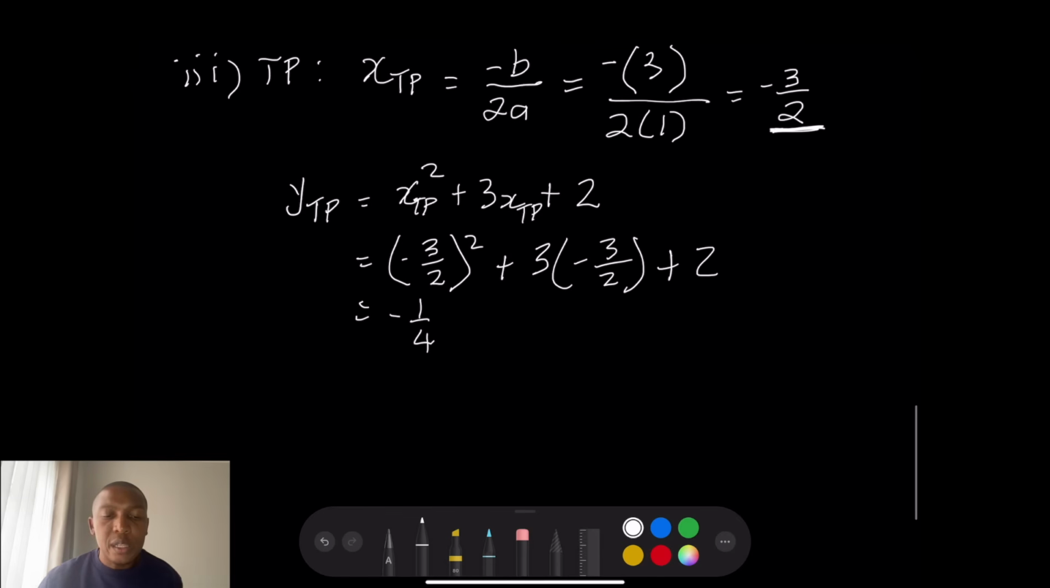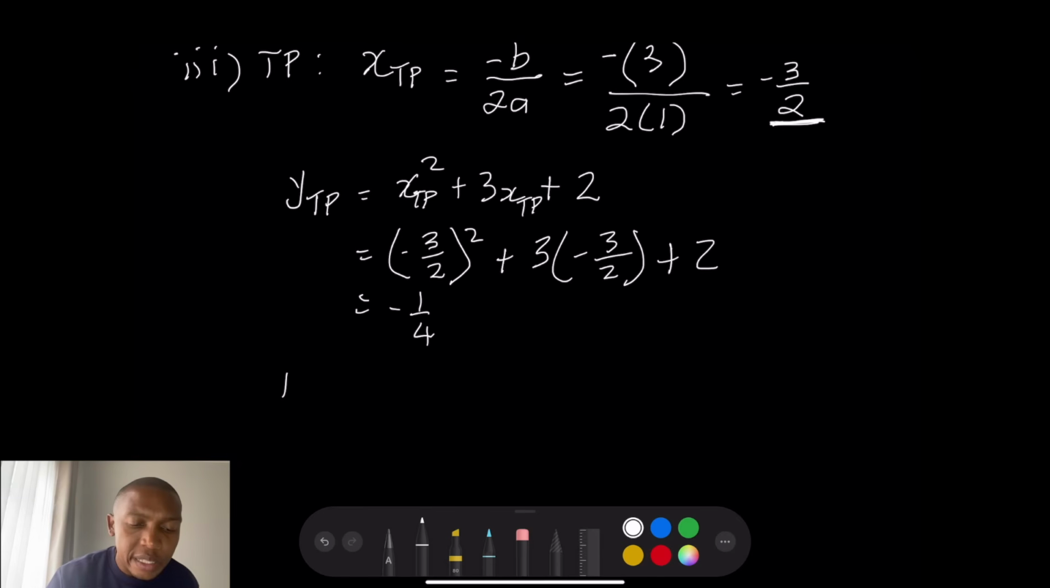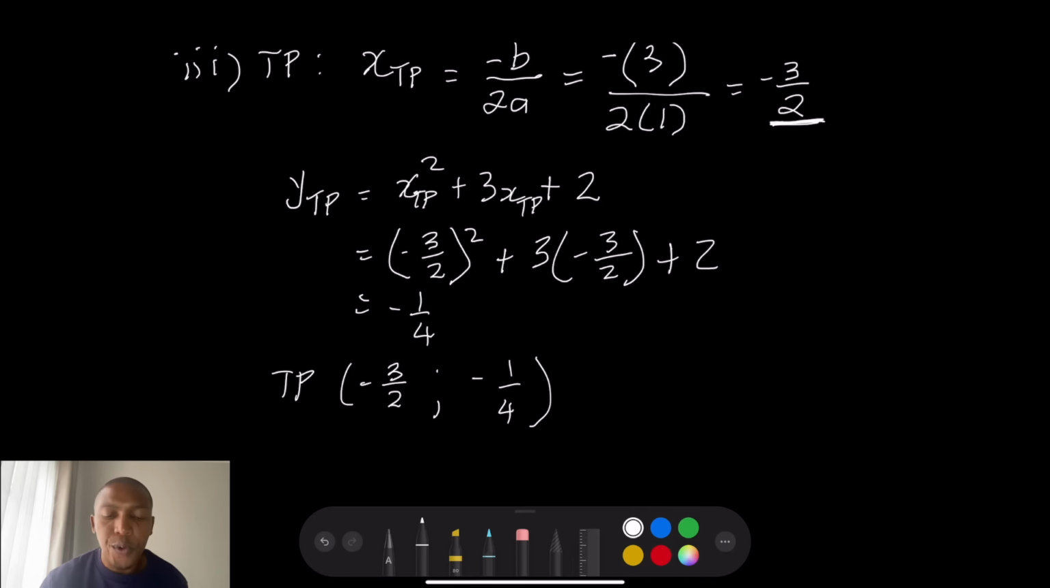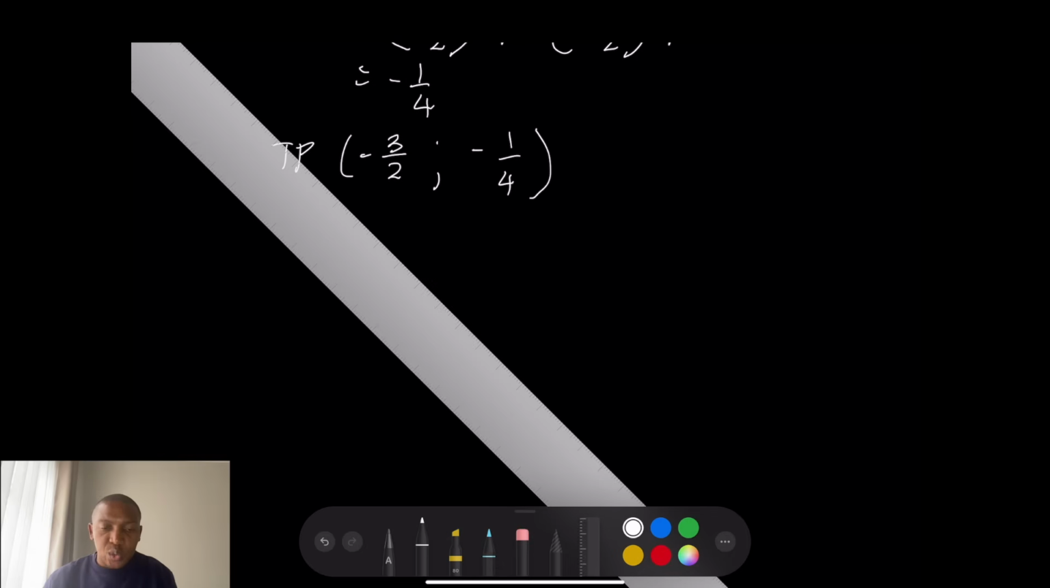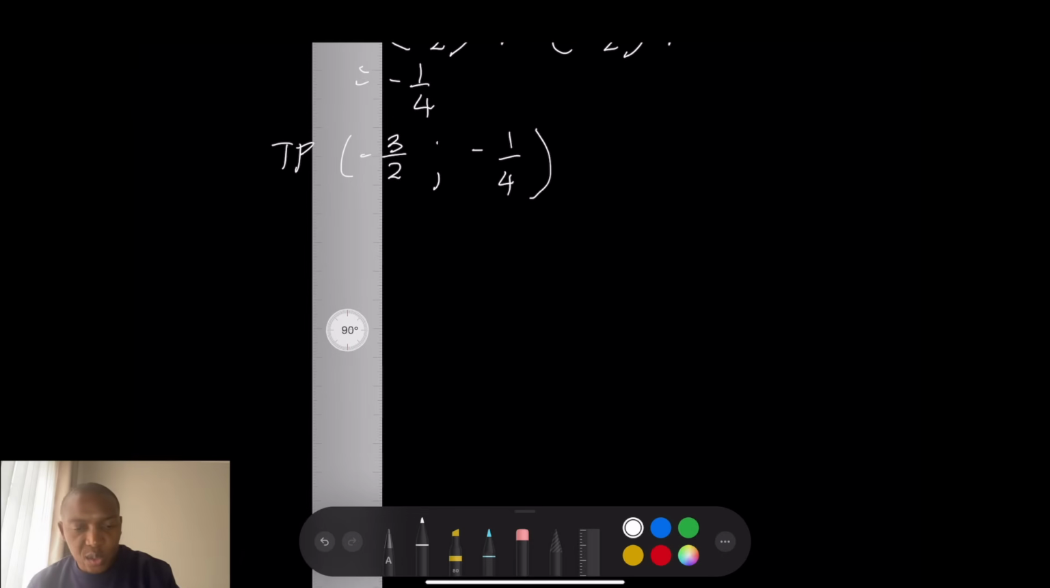So that means, what is my turning point in that case? It means that my turning point would actually be at -3/2 and -1/4. All right, now let's try and draw that graph, remembering all that we obtained. Let me try to use a ruler so that it would actually be much neater.